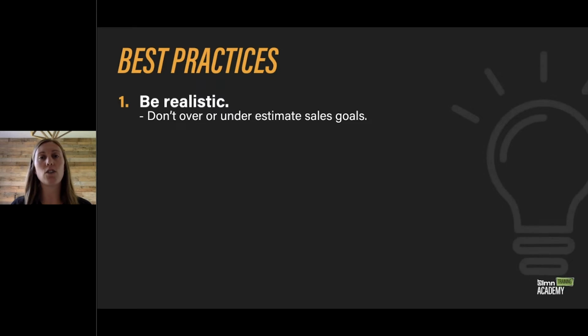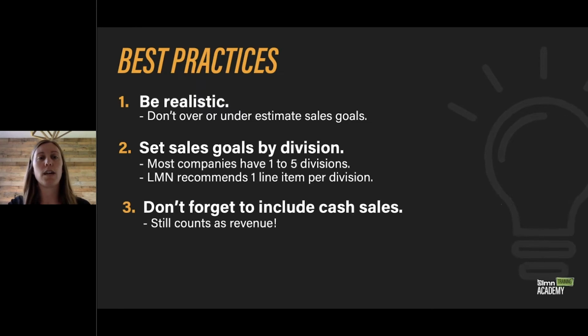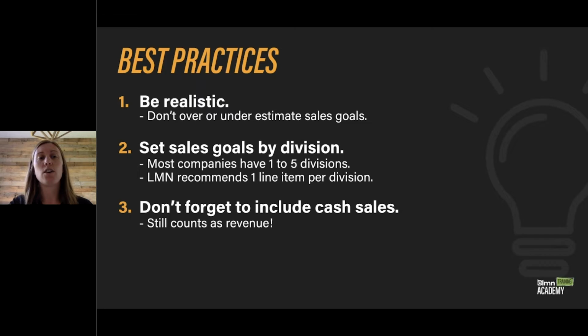And you can take a look at the jobs you've already won for this year and see what's coming down the sales pipeline. Might give you a better idea of how you can actually forecast your sales. You'll also want to set your sales goals by division. So most companies do have 1 to 5 major divisions, and I'll show you how to set those up in the budget for each line item. And don't forget to include your cash sales. So if you do cash jobs, we still want you to include them in your budget because it's going to help you recover your costs.